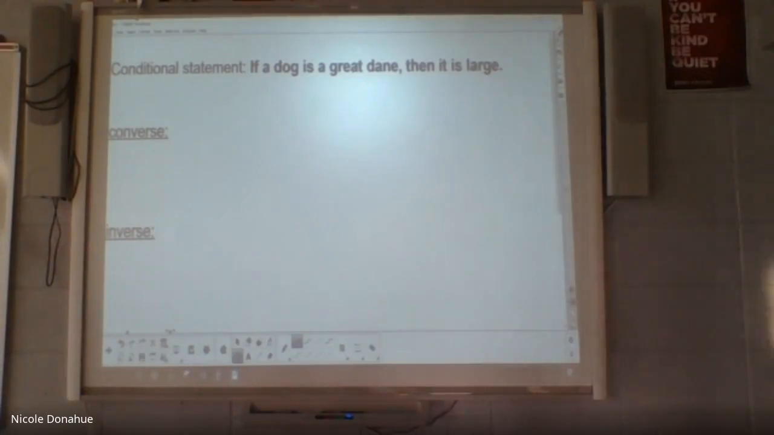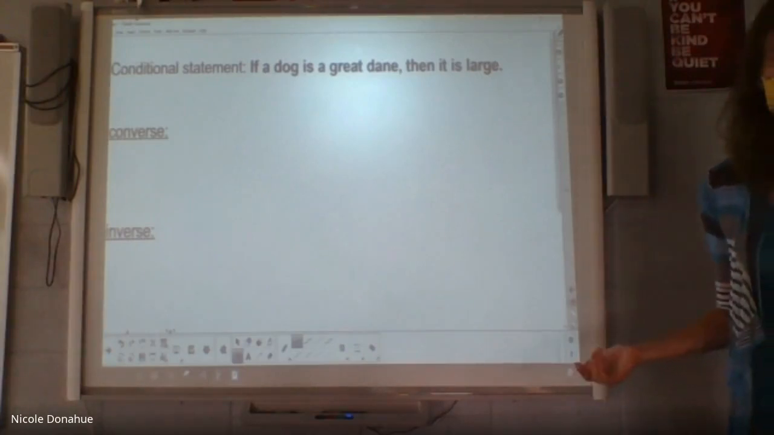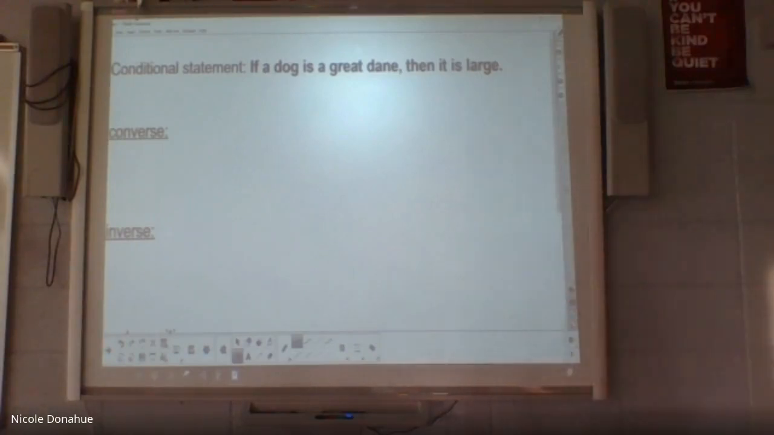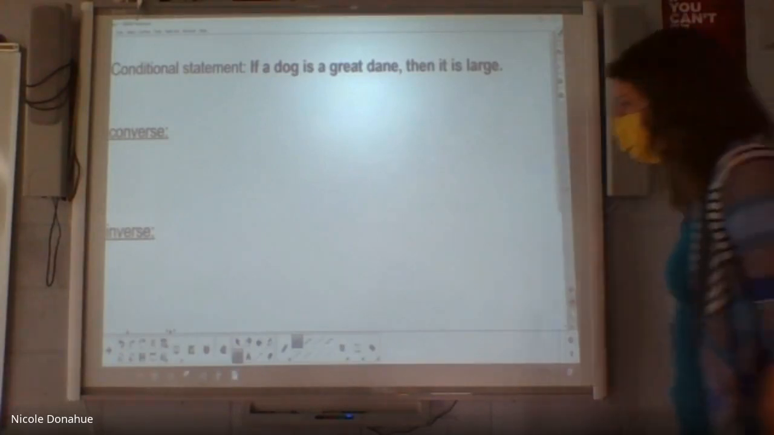What we're going to do is rewrite this statement a bunch of different ways, the same way we could with the monkey. So if it is a monkey, then it has a tail. And we'll talk about how Bob and Larry got confused with that when they switched things around.